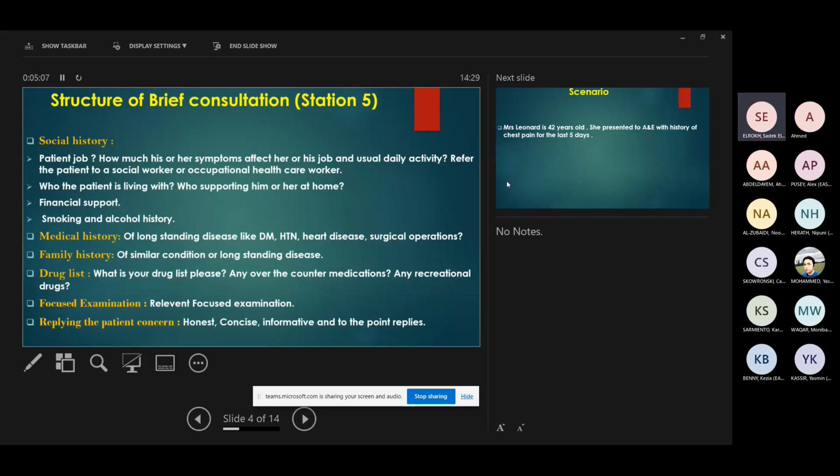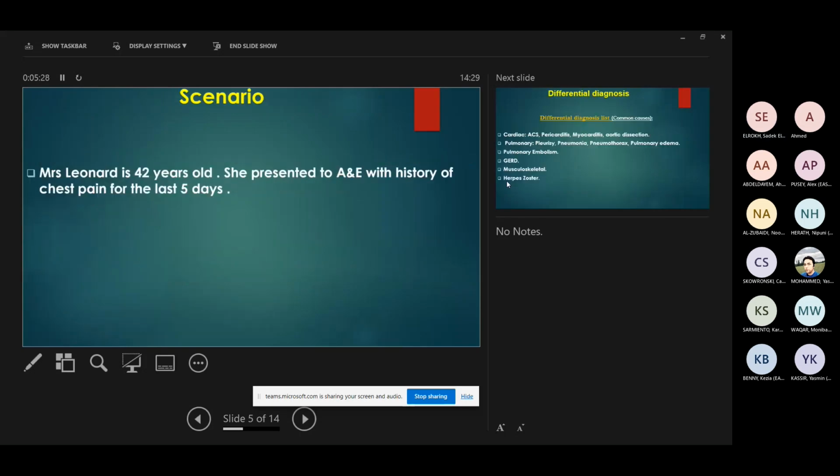After that will be the focused examination. In the focused examination, you have to examine only the signs relevant to the case. Don't do a full examination, just the signs, which could be negative or positive, relevant to the case. After that, replying to the patient's concerns. This is the scenario. Let's start directly with a simulated case of the exam.